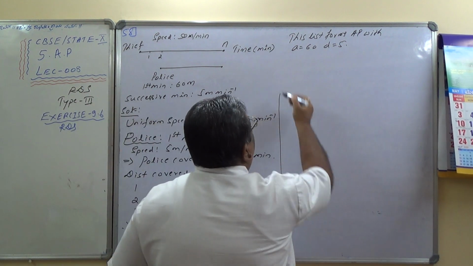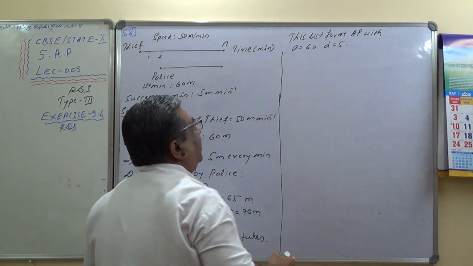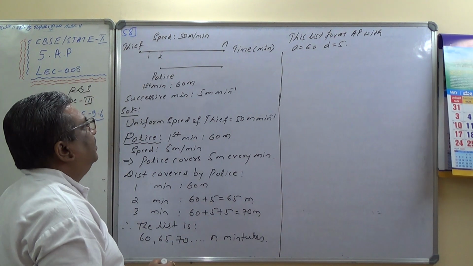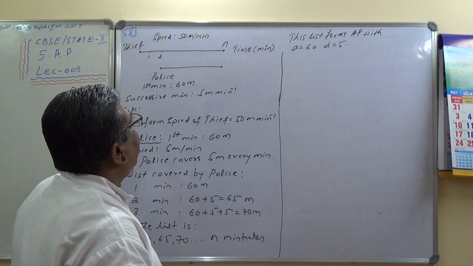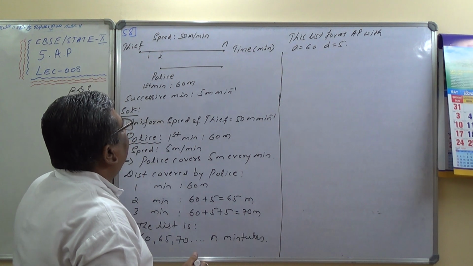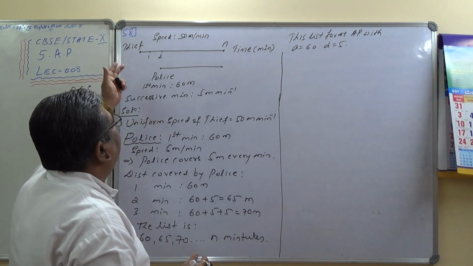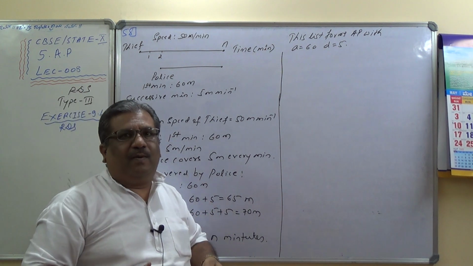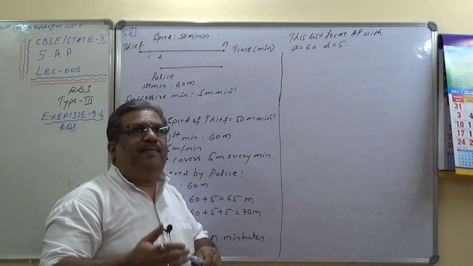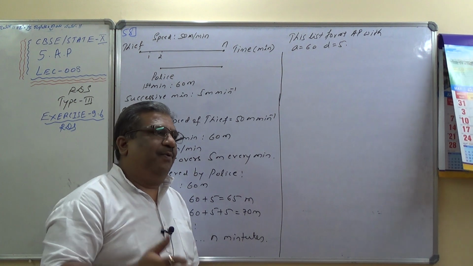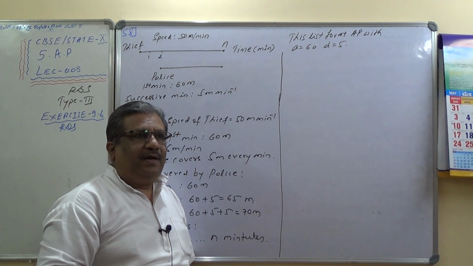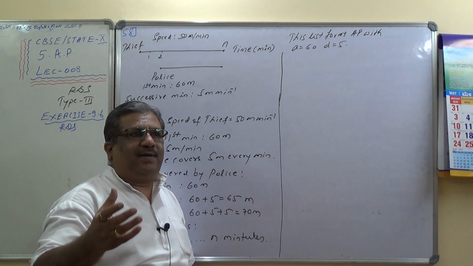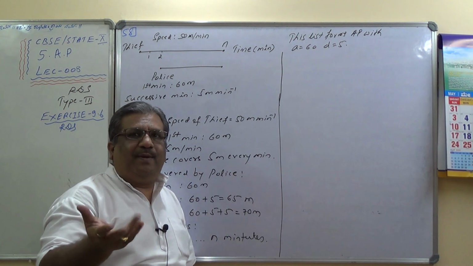We'll see here this list forms an AP. We should be able to find out the distance covered by police in n minutes, which is equal to the distance covered by thief in n minutes. So let n be the minutes in which the police catches the thief, then the distance covered by the thief must be equal to the distance covered by the police. Then only both will be able to meet, isn't it?